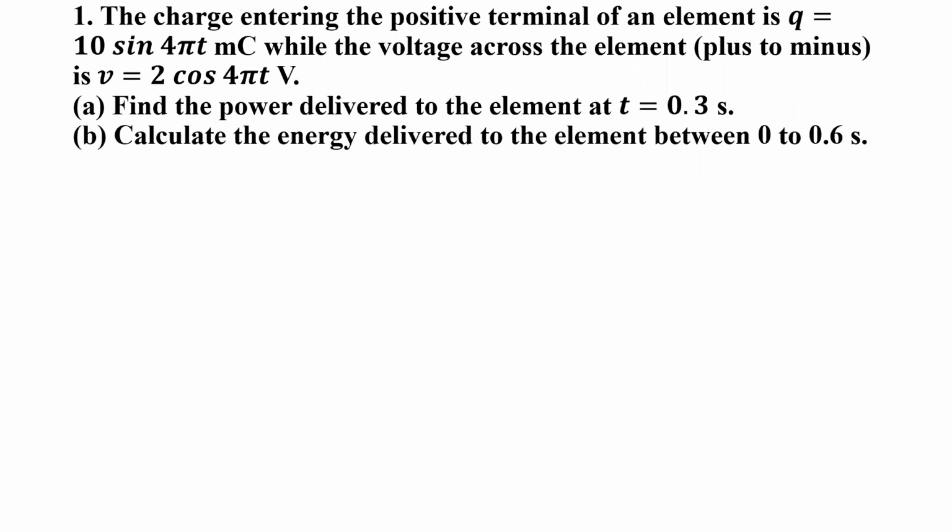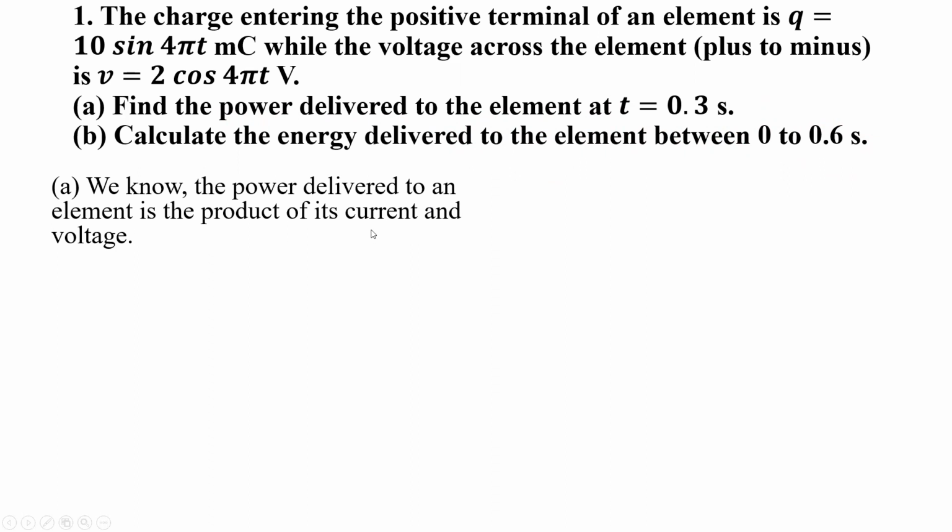The charge entering the positive terminal of an element is given by the expression Q equals 10 sin 4 pi t millicoulomb, and the voltage across the element is given by V equals 2 cos 4 pi t volts. We've been asked to compute the power delivered to the element at t equals 0.3 second, and the energy delivered to the element between 0 and 0.6 seconds. Now let's start with part A.